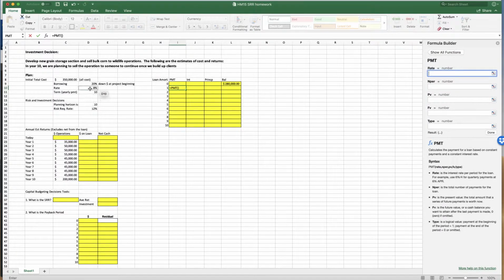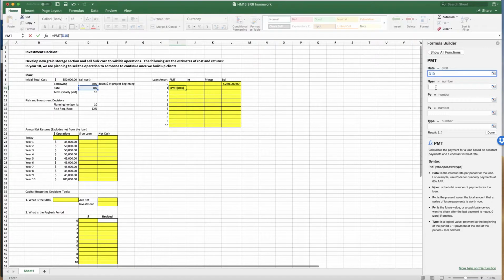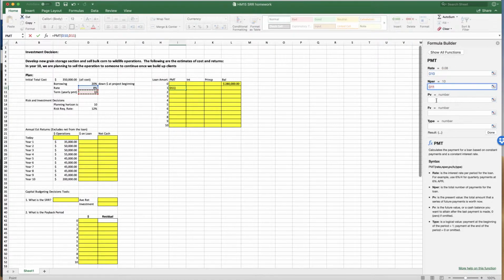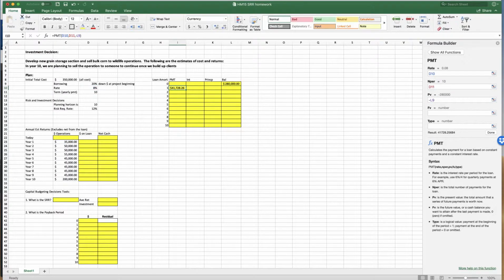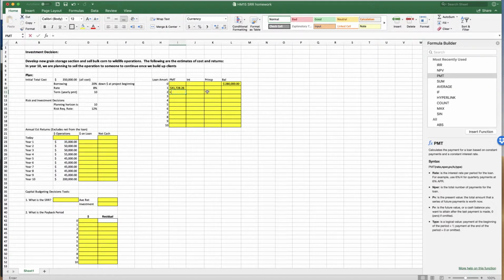Now, what's the rate going to be? Choose 8%. What's the time going to be? Choose 10. And then what's the present value going to be? Remember, you put a minus in front of that, and that is how much I'm borrowing, that $280. So my payment is $41,728. In year 2, you can just go to equals, choose that previous payment, and that way I can run all those down. That's my payments for 10 years.